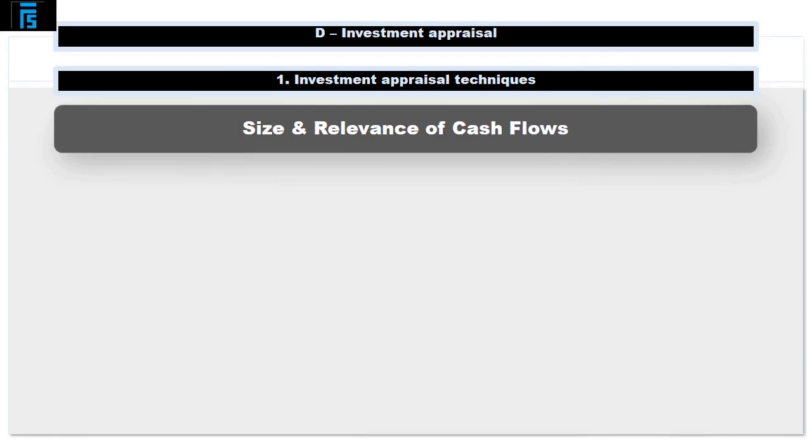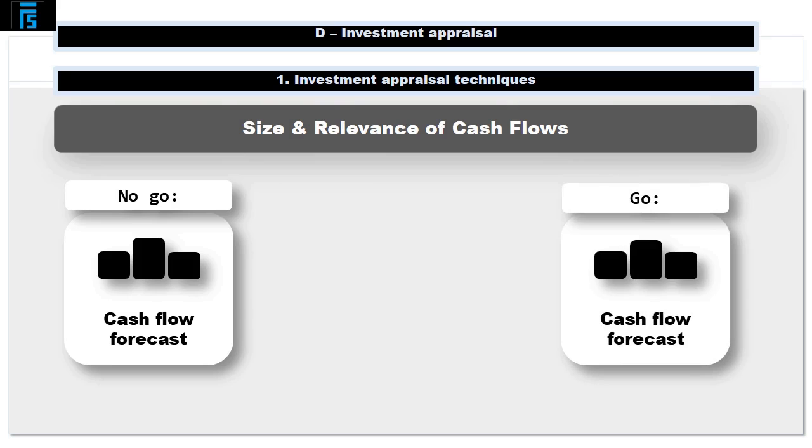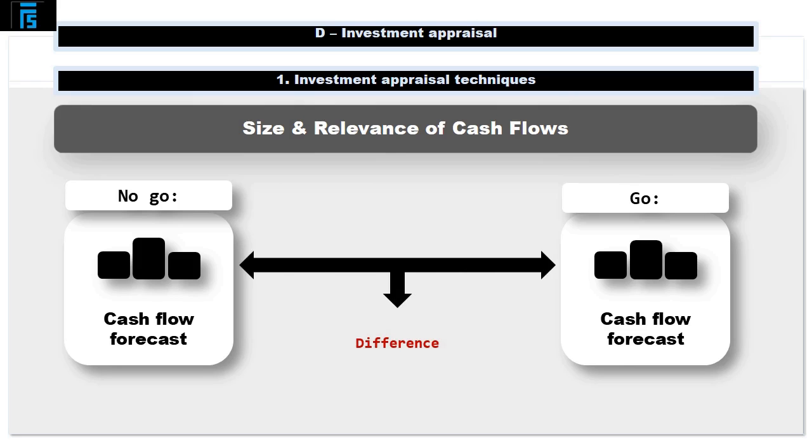A good mental image to maintain when trying to decide on the size and relevance of a future incremental cash flow is as follows. Imagine a cash flow forecast of the business if you don't go ahead with the decision you are considering. And then, next to it, imagine a cash flow forecast of the business if you do go ahead with the decision. Anywhere there's a difference between those two cash flow forecasts, and the size of that difference is the relevant cash flow.